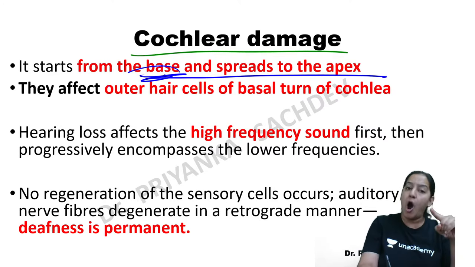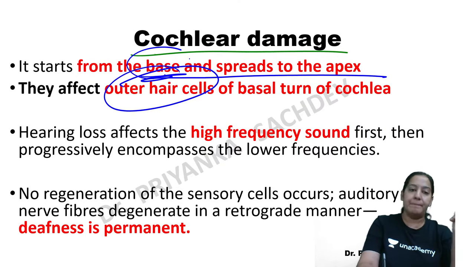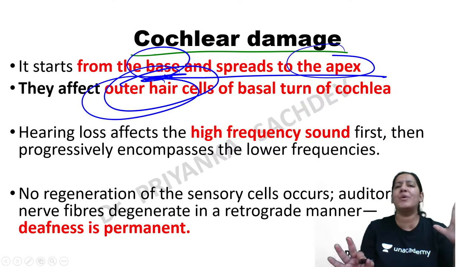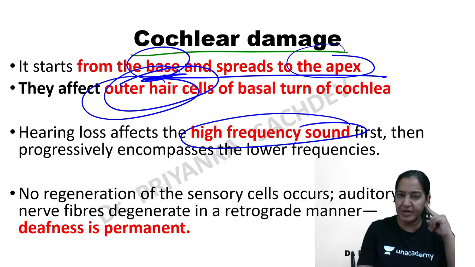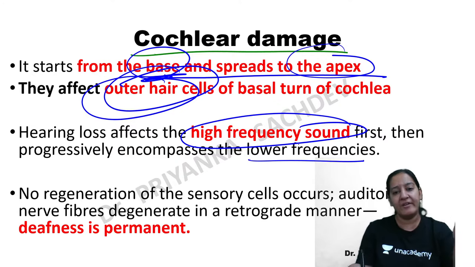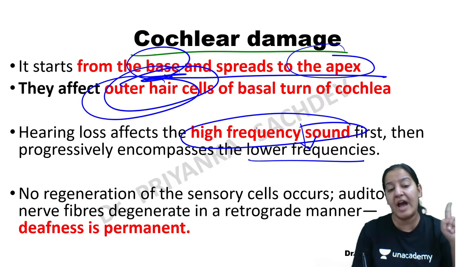The damage is in the outer hair cells, not the inner hair cells. Give me a thumbs up. So damage starts from the base and goes towards the apex, occurring in the outer hair cells. These are all one-liner MCQs. Deafness will occur first for high frequency sound. The patient is first unable to hear high frequency, while low frequency is still heard. Gradually it continues until complete deafness, high and low both.